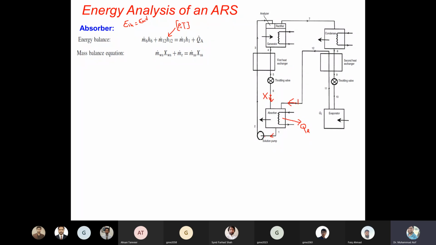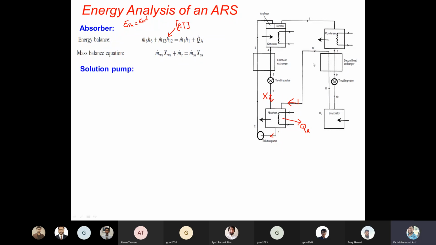So what is going out? What is going out is the concentrated solution, the mass flow rate of the concentrated solution, which is equal to MSS, meaning the concentrated solution. Similarly, XSS means the concentrated solution. So that's the mass balance for the absorber.